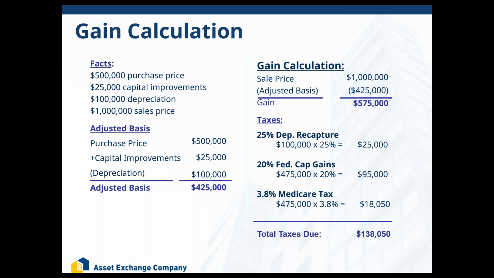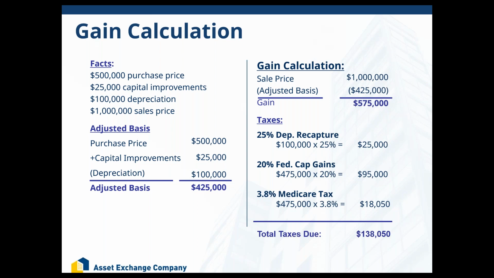Well, we still have $475,000 left, all right? Let's just say we're at the highest capital gains tax rate of 20%. So we'll take that $475,000, multiply it times the 20% capital gains tax rate, and that would give us a tax of $95,000. Now, let's also say we would be subject to the Medicare tax of 3.8%. So we'll take that $475,000, multiply it times the Medicare tax of 3.8%, and that would give us a tax of $18,050. So when we sell this property, we would be looking at a tax bill of $138,050.